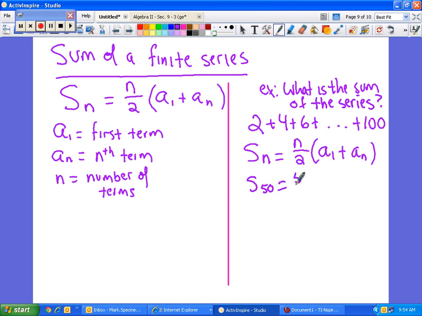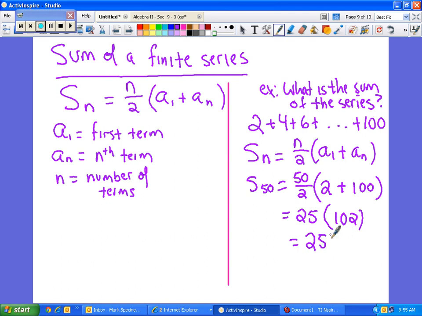Our n is 50 divided by 2. Our first term is 2. Our last term is 100. By having the formula written down, it's just a question of plugging numbers in. So now 50 divided by 2 is 25. 2 plus 100 is 102. Multiply 25 by 102. Your answer is 2550.